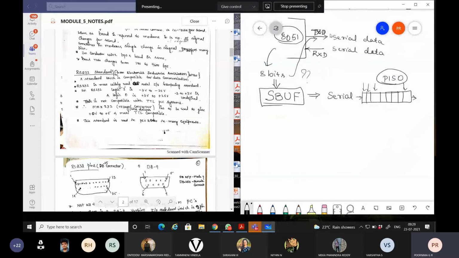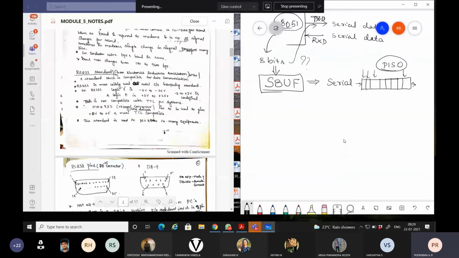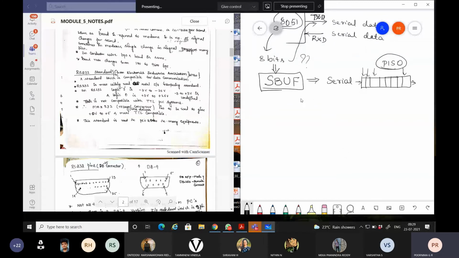Whenever data transmission or data reception has to be done between the 8051 and the outside world, the register that is interfaced between the 8051 and the TXD and RxD is the S buffer register.